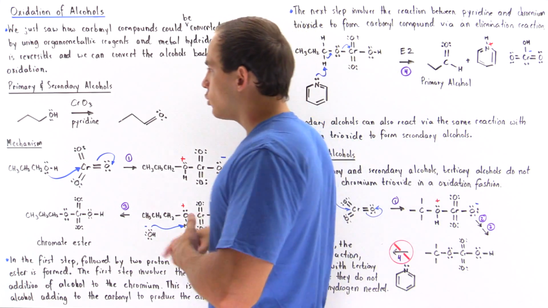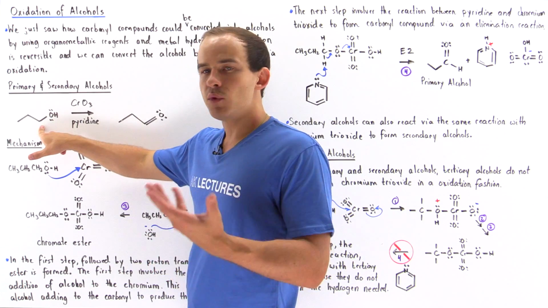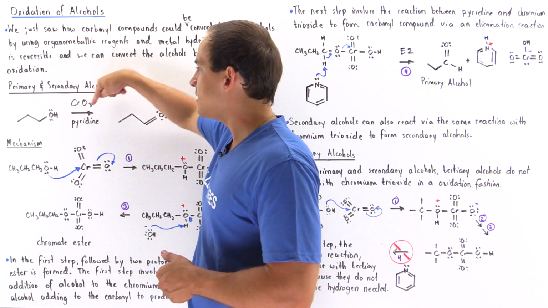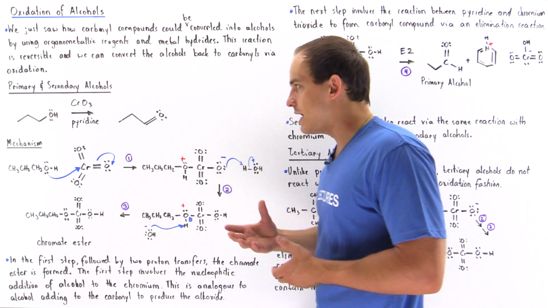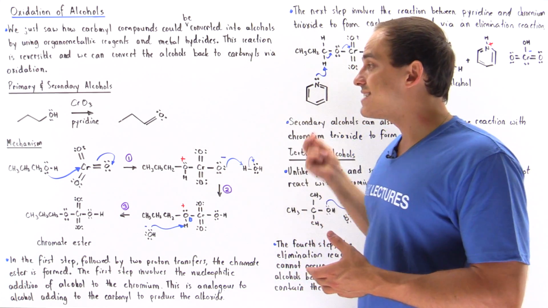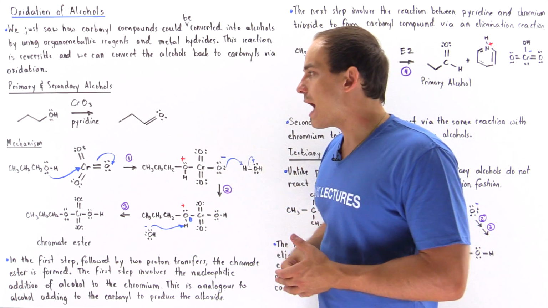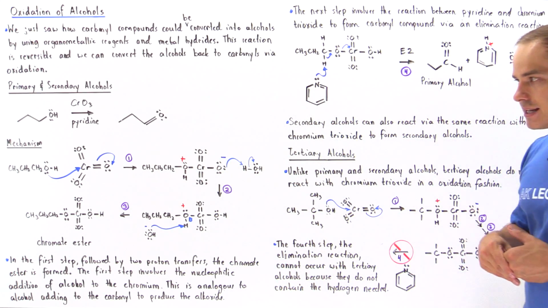So let's begin with our primary alcohol. Let's suppose we have the following primary alcohol and we mix it with chromium trioxide in the presence of pyridine and we form this product, our aldehyde. How exactly do we go about forming this aldehyde? What is the reaction mechanism?